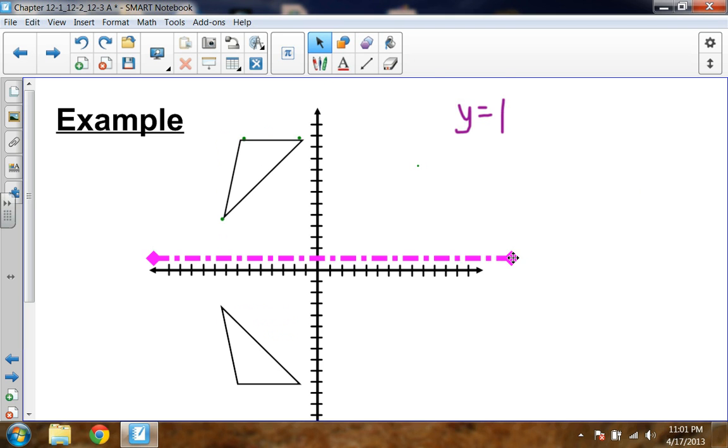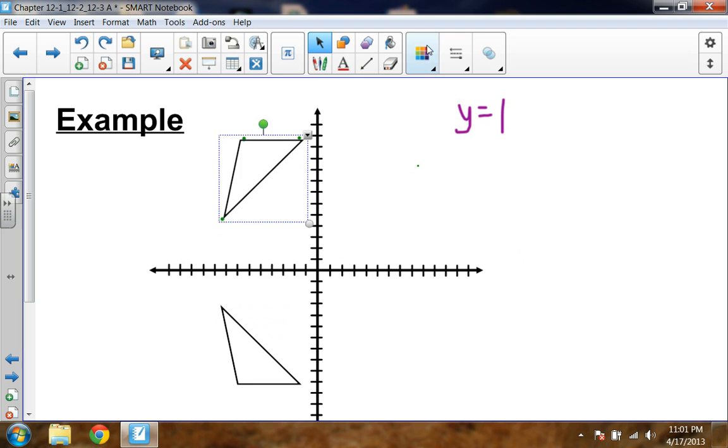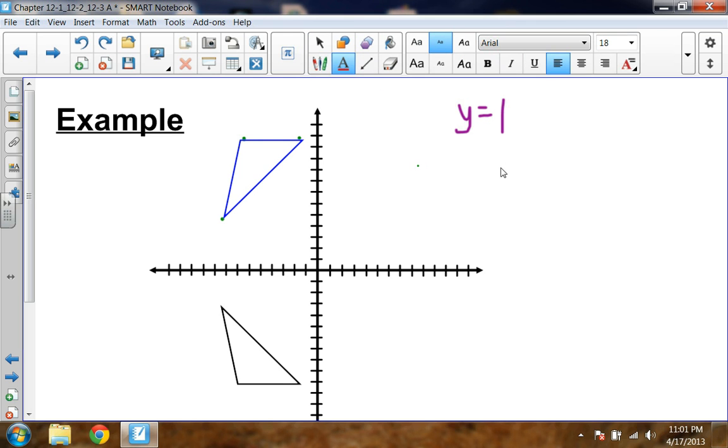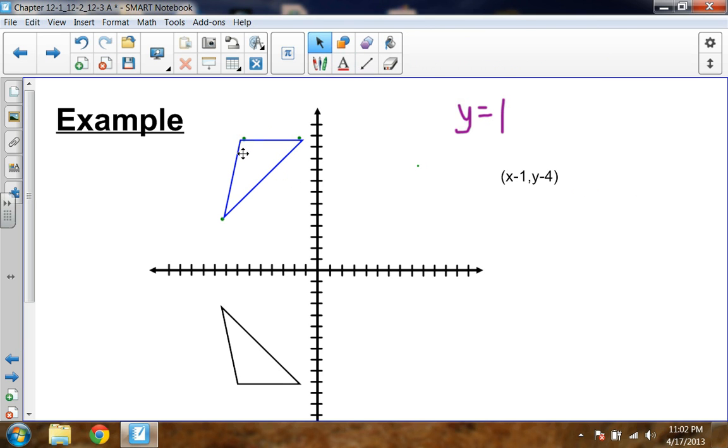Okay, so now that we got the reflection out of the way, let's take this image and change the color. Let's take this image now, and now let's translate it. Let's translate it so that every x and y is going to be as follows: x minus 1, y minus 4. Okay, so what that means is, let's clone it again.